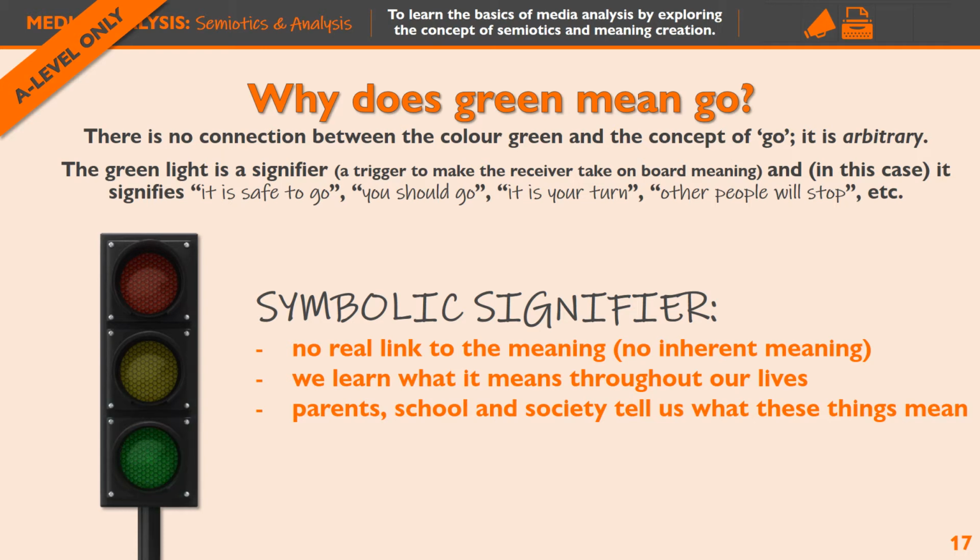So we learn it. We learn what it means throughout our lives. Our parents, school, and society tell us that that's what that means, and that's why we understand it. So that's fairly straightforward, the idea that sometimes the signified of a signifier is just symbolic. We've just decided. And this can be cultural, this can be societal, and it can be different depending on where you are in the world as well.